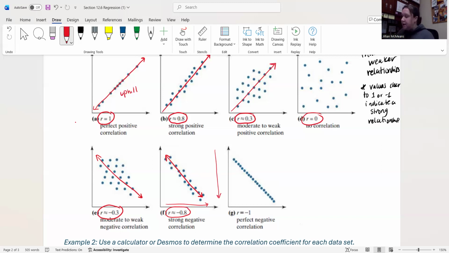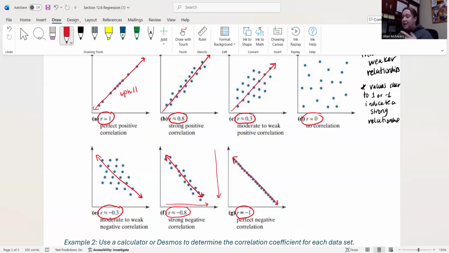And then finally, graph G, you can see these points are just flat out on a line. Okay, they fall exactly on a line. And we would say here, because the line is going downhill, meaning this line has a negative slope, we would say that R is -1. There is a perfect negative correlation.